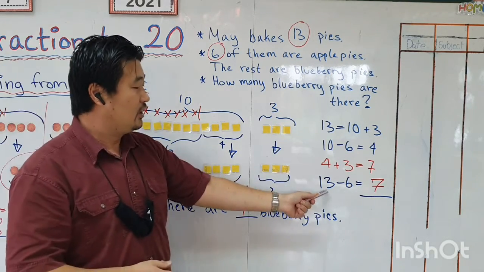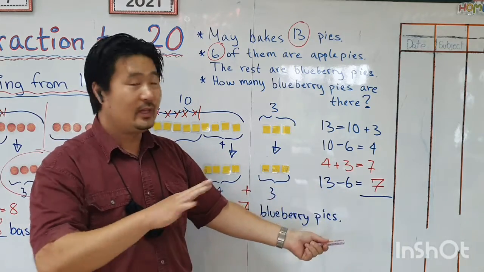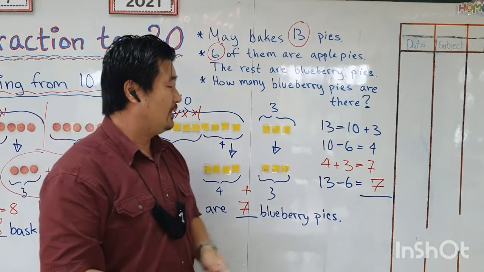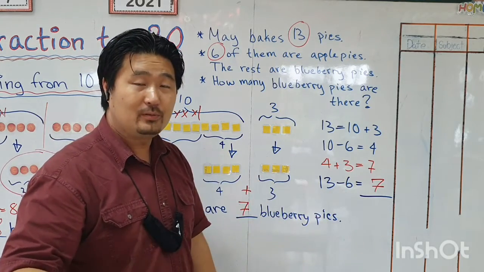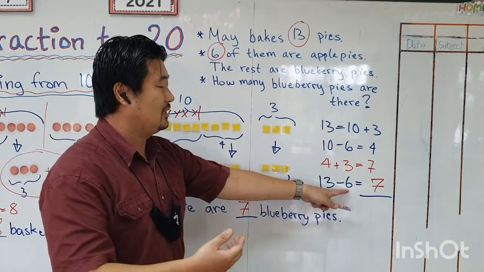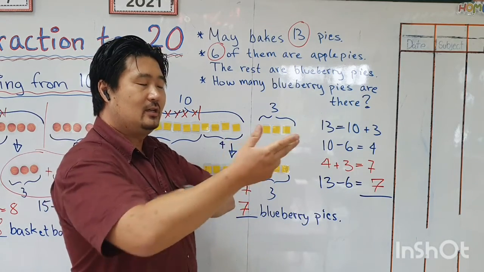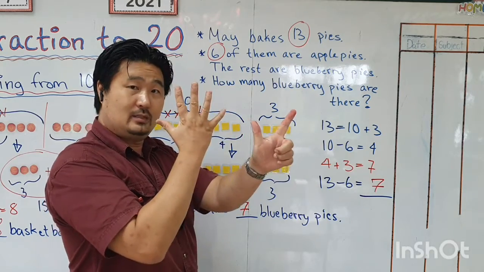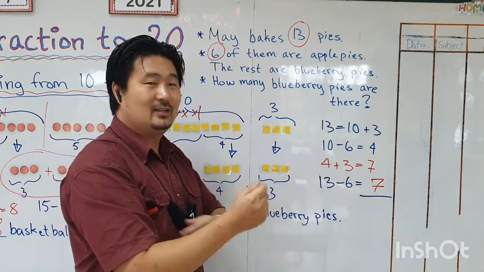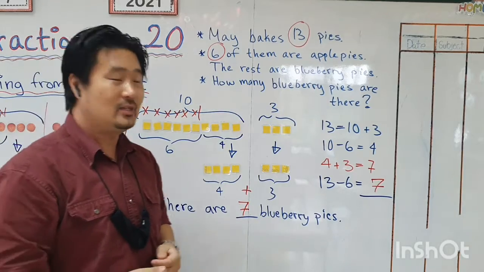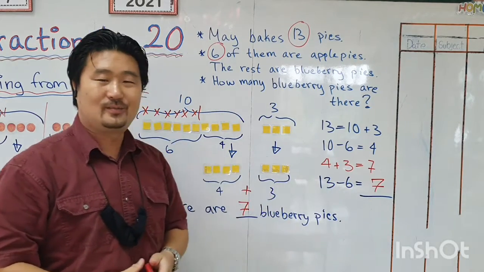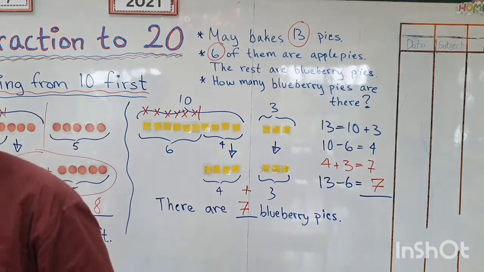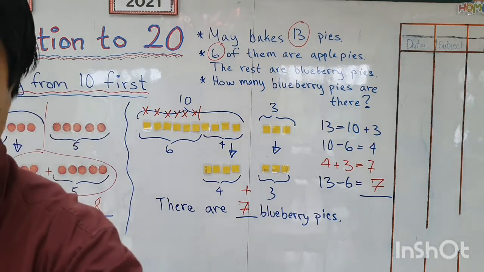If it would just be 13 minus 6, nothing else, then you solve it however you want. I mean, if you want to count up, you can do that. 6, 7, 8, 9, 10, 11, 12, 13. 7. Same, 7. So there are many different ways you can get to the answer. Okay? Good.